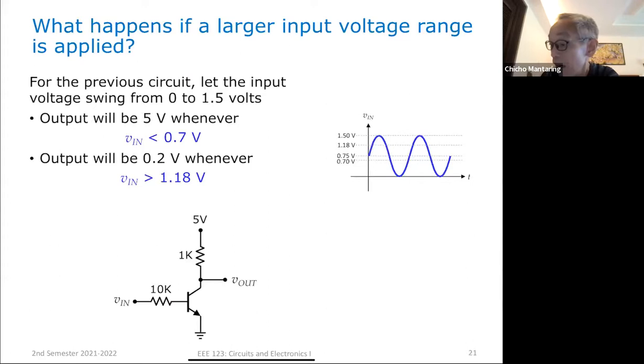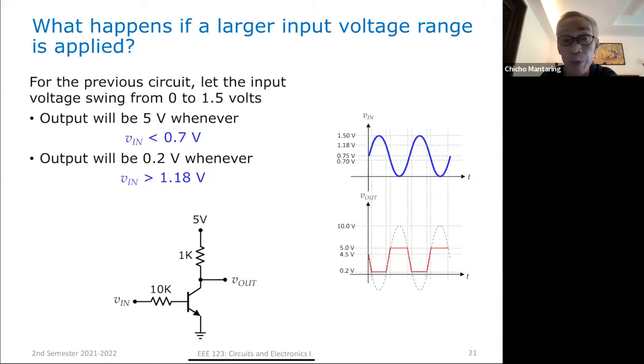My output will be 5 volts whenever V in is less than 0.7. That is, it will be at cutoff. And my output will be 0.2 volts whenever V in is greater than 1.18. So when V in is greater than 1.18 dito, between these 2 points, my output will be 0.2. On the other hand, when V in is less than 0.7, these 2 points, my output will be 5 volts. So this is how my output will look like.